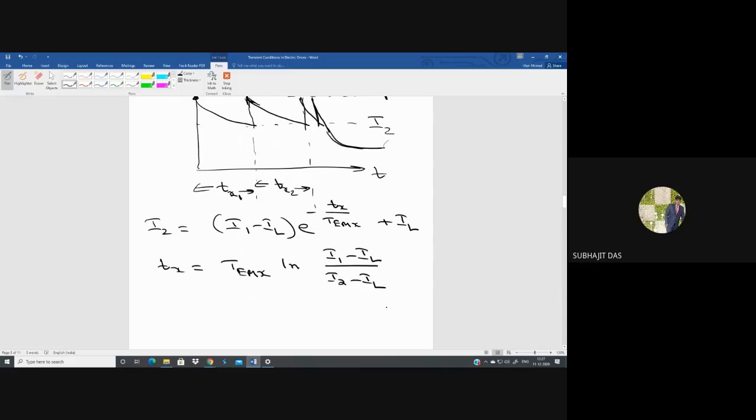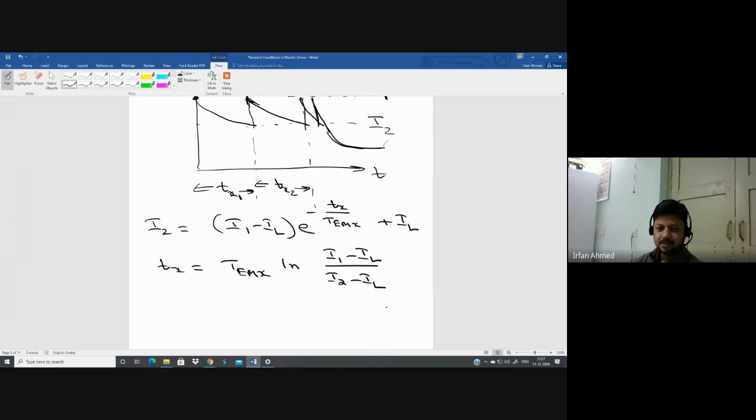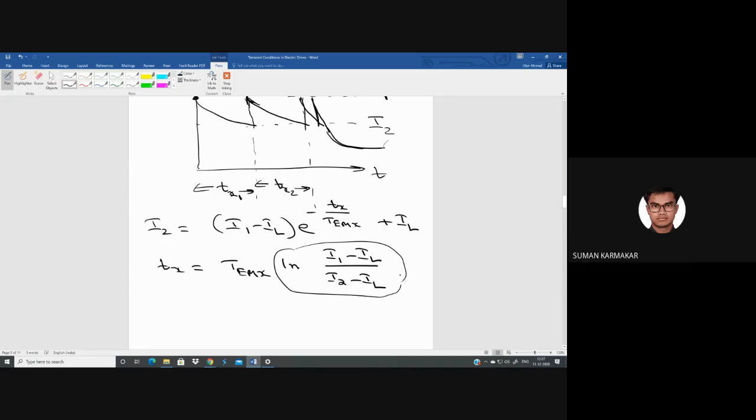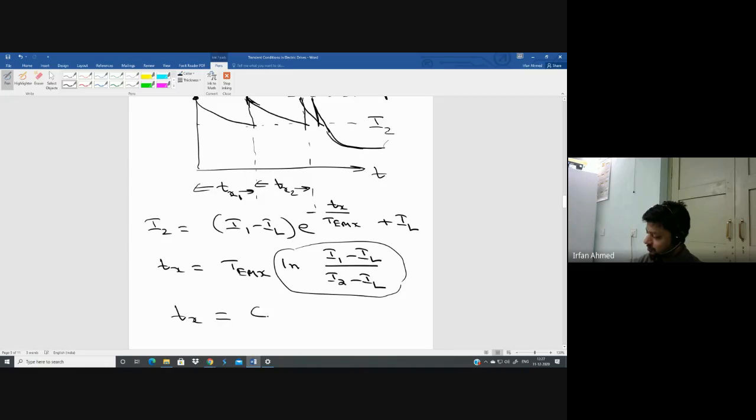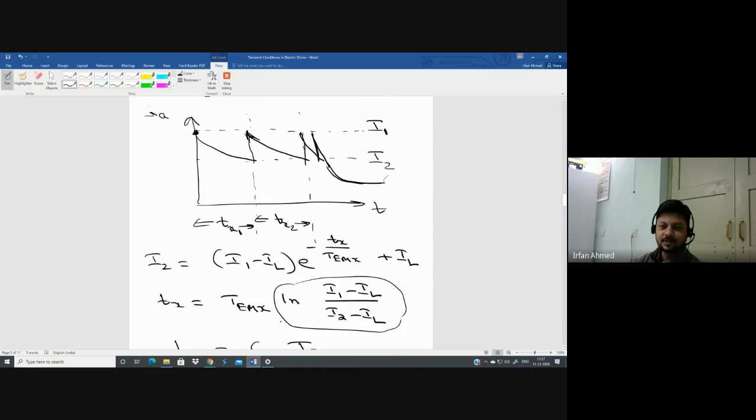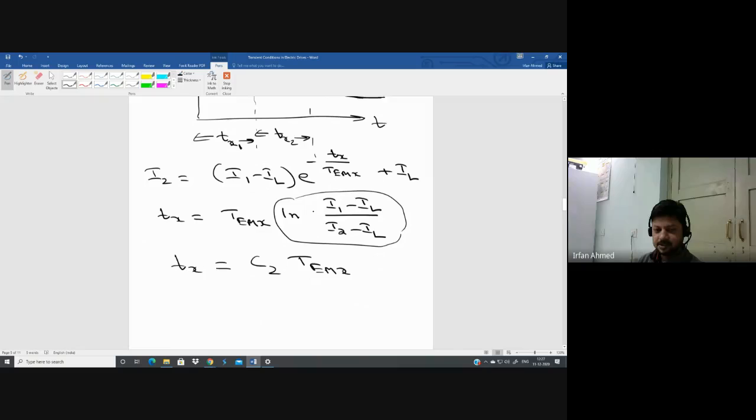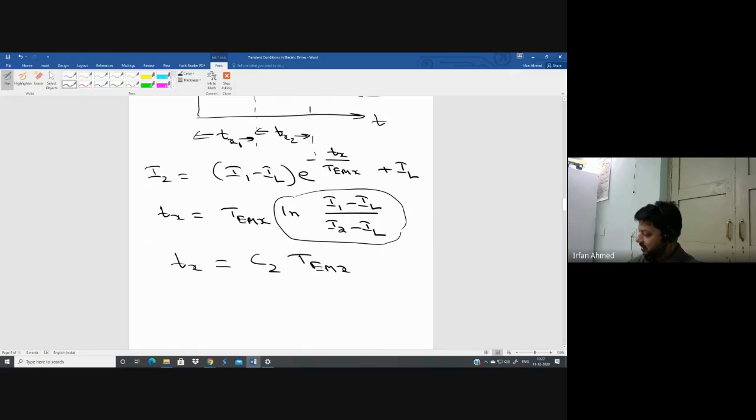You notice something about this equation? About this term? If the load current is constant, that means your Tx is equal to some constant C2 multiplied by TEMX. So these times are directly proportional to your time constants. As your time constant decreases, these times also go on decreasing.